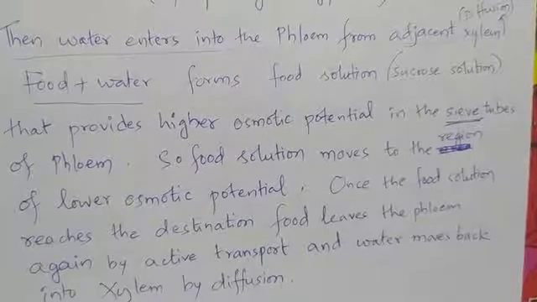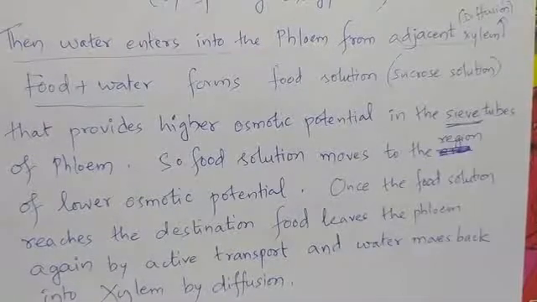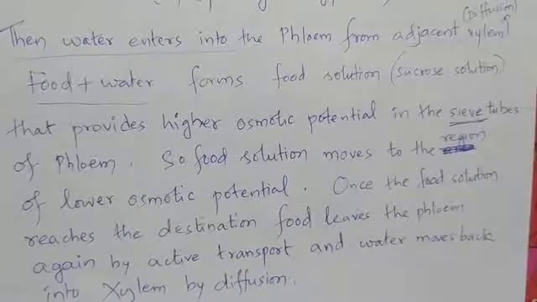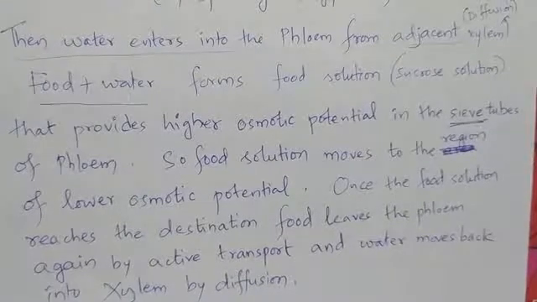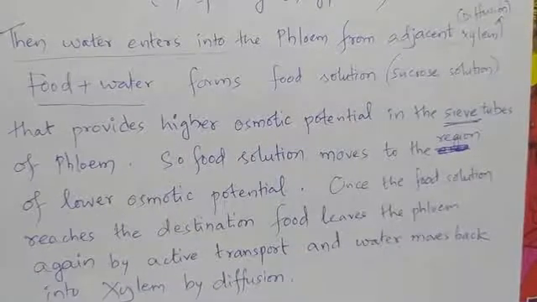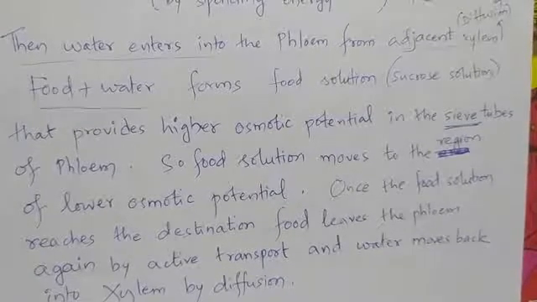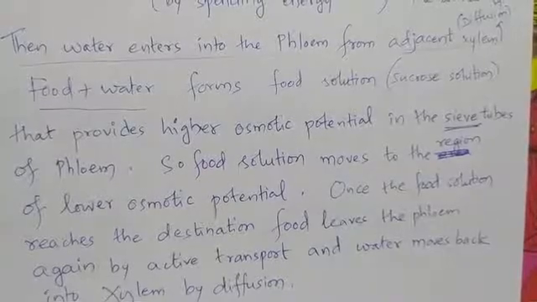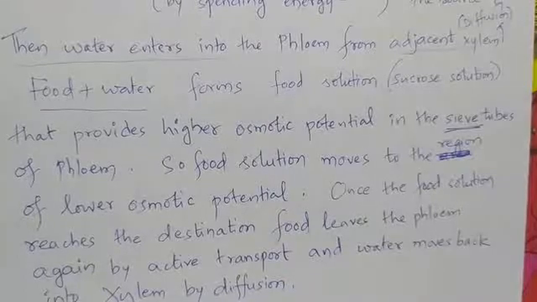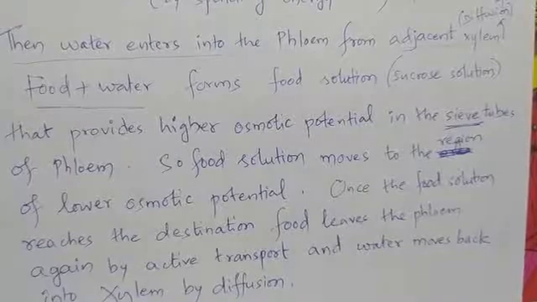So food solution here, once after it is getting higher osmotic potential, it is moving to the area where there is lower osmotic potential. So food solution moves to the region of lower osmotic potential. Generally that is sink. Once the food solution reaches the destination, that is sink, food will leave the phloem and enters into sink. That is where it is getting stored or it is getting utilized.